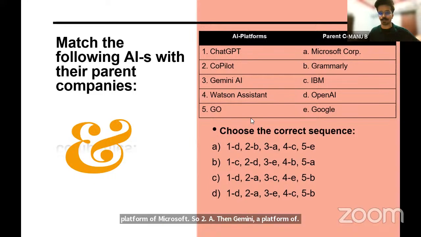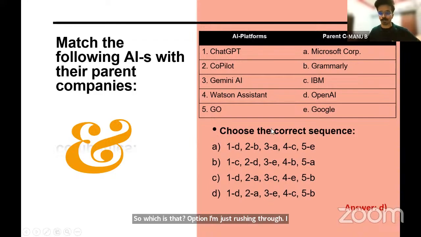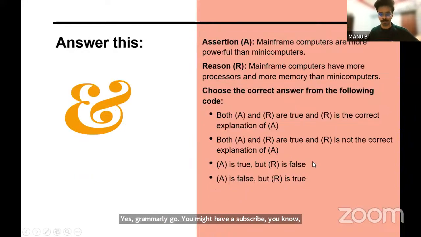Watson and Go, you might not be familiar with. So far, you know these many things. 1D, 2A. So which is that option? I am just rushing through; I cannot discuss further. So 1D, 2A, 3E, 4C, and 5B. Yes, Grammarly Go. You might have subscribed to Grammarly Go for some features. So option D is the answer.